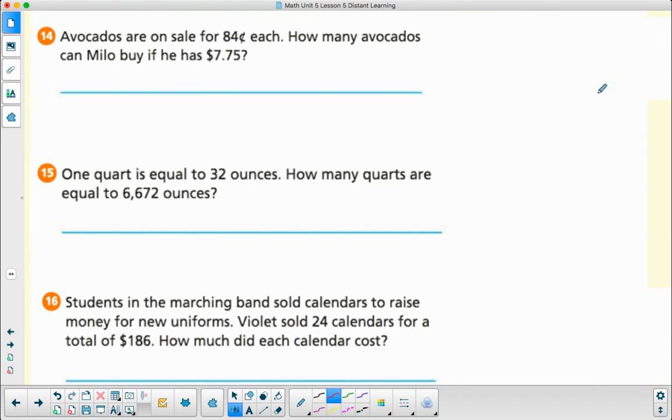Here's 14 through 16. 14, avocados are on sale for 84 cents each. How many avocados can Milo buy if he has $7.75? 15, 1 quart is equal to 32 ounces. How many quarts are equal to 6,672 ounces? Number 16, students in the marching band sold calendars to raise money for new uniforms. Violet sold 24 calendars for a total of $186. How much did each calendar cost?